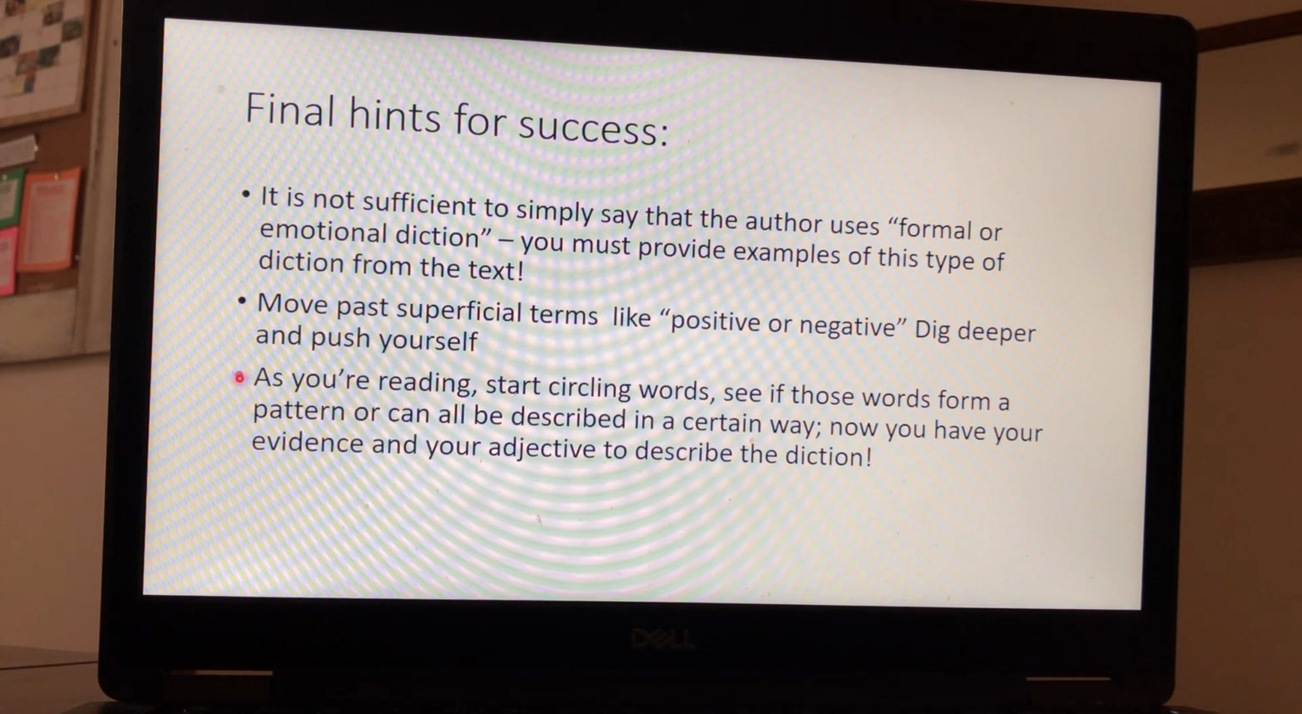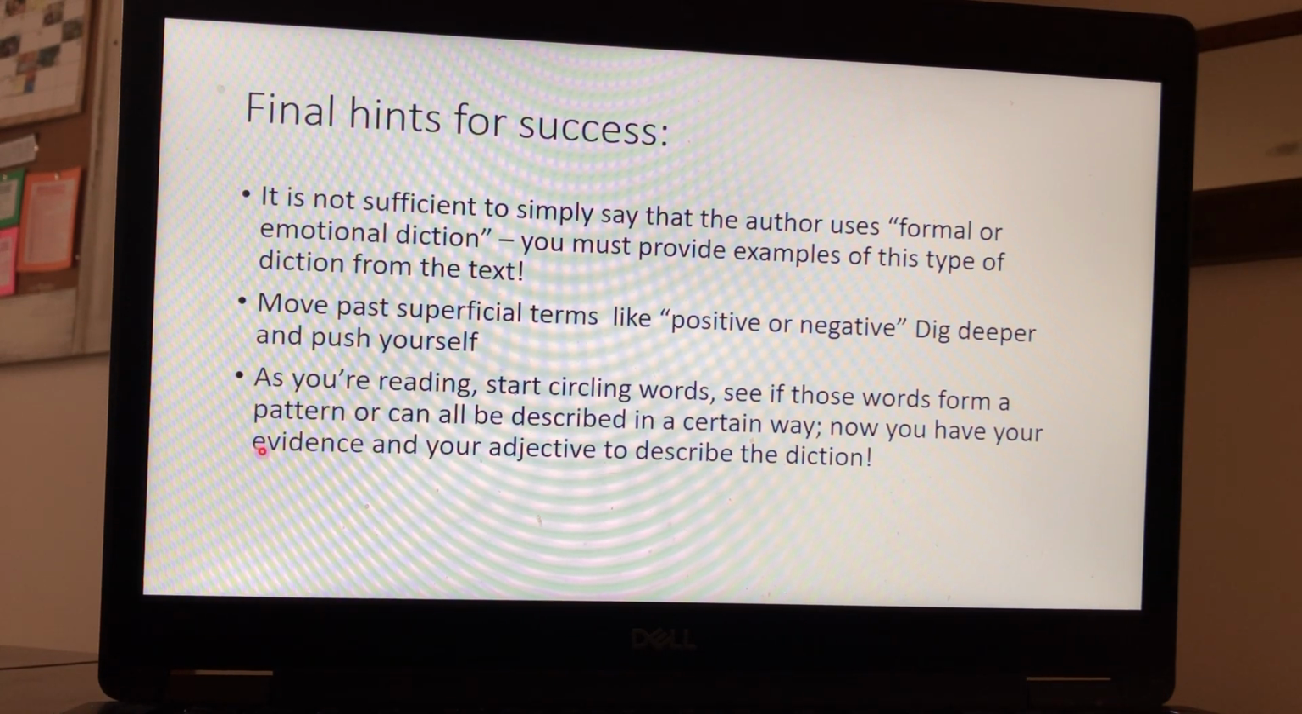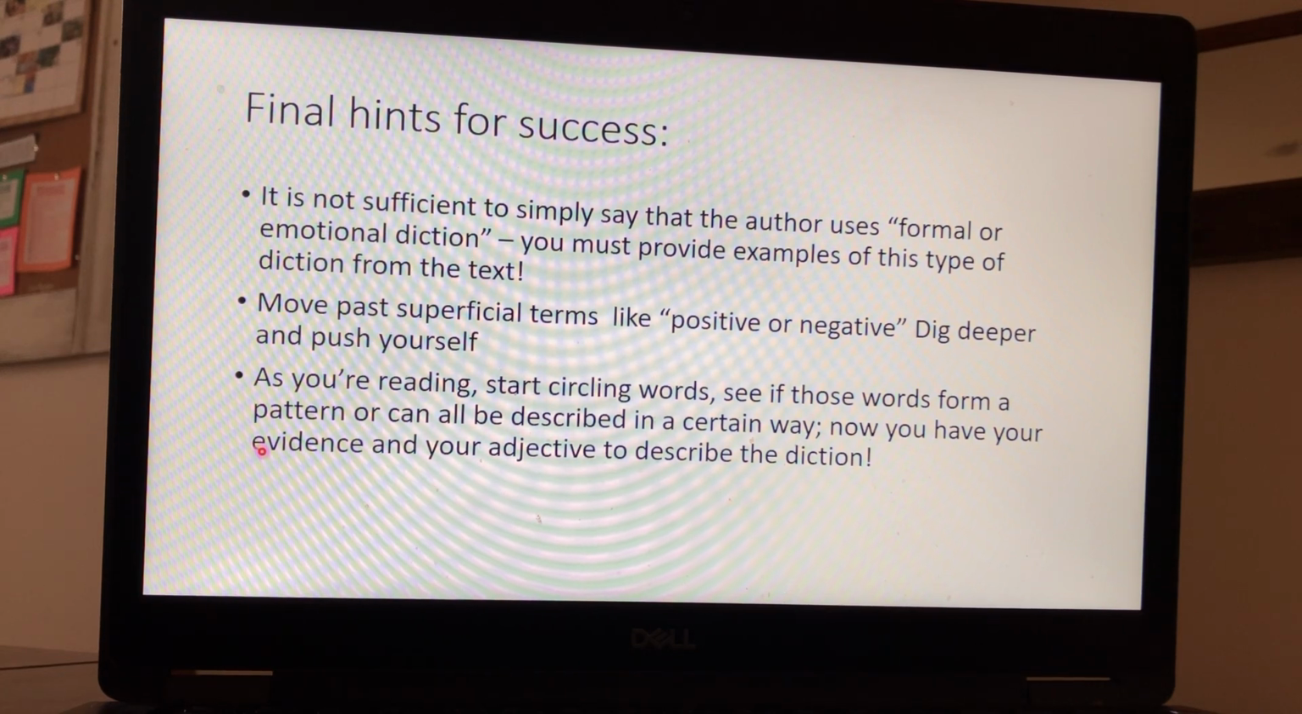Lastly, as you're reading these passages that we're going to be writing essays on, this is how you think about diction. As you're going through, start circling words that stand out to you. Then when you go back, you can see, okay, all of these words can be described as formal or emotional or patriotic, or look at all this slang, look at all this jargon. Now you already have this evidence from up here and your adjective to describe the diction. So it gets you on the right track.